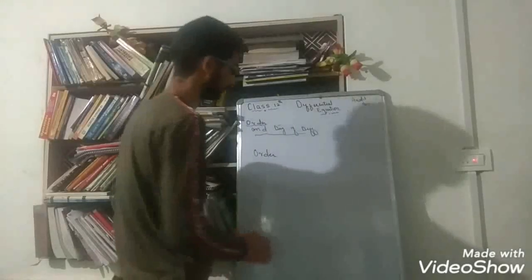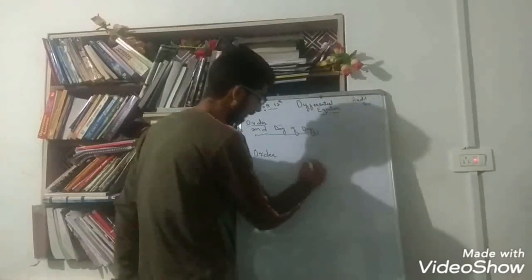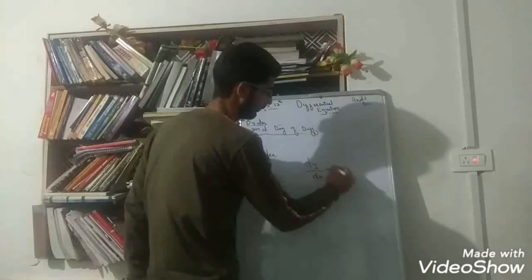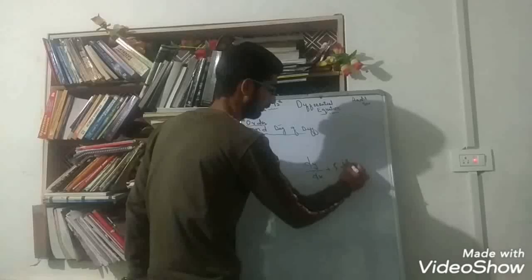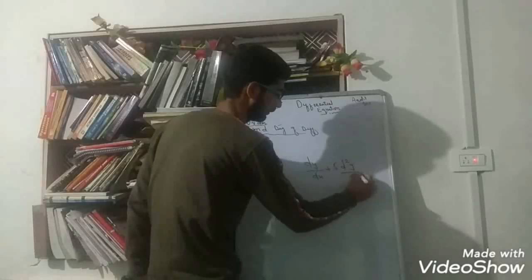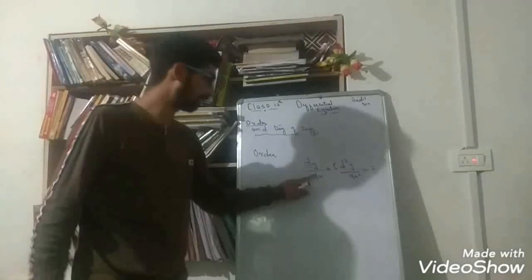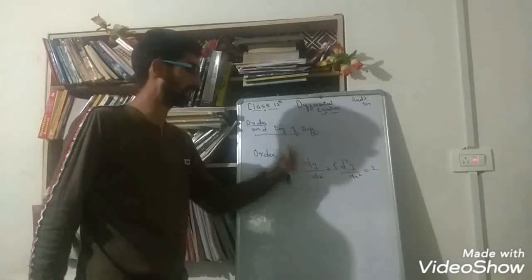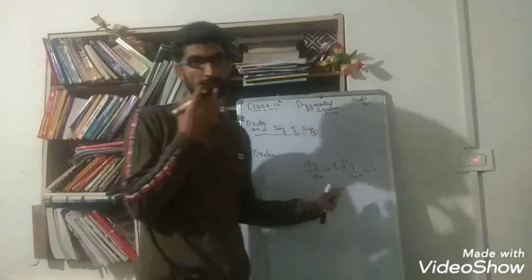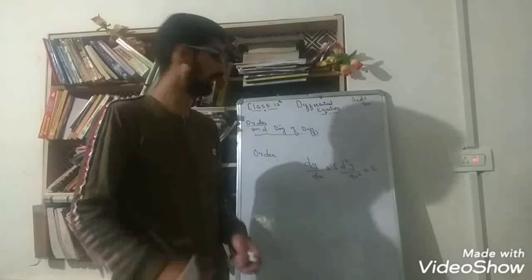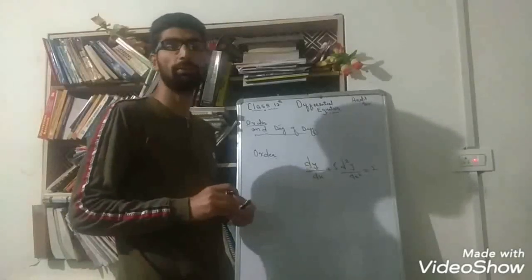If we have a differential equation, I will take a simple example: dy divided by dx plus 5 d square y divided by dx square is equal to 2. We know that this is a differential equation because it involves the dependent variable, the independent variable, and the derivative of the dependent variable with respect to the independent variable. What is the order of this differential equation, or how can we determine the order of a differential equation?